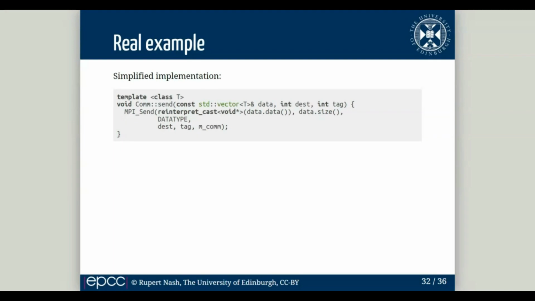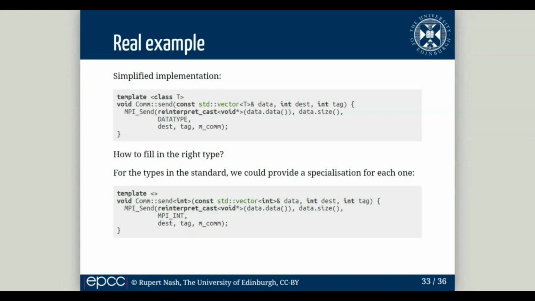It's going to reinterpret_cast the data to some void pointer. But we need to provide the MPI library with a specific data type, which we've got here as block capitals DATATYPE. And depending on what you're sending, that's going to change. So how do we fill in the correct typing? Because this isn't our standard type, this is a type specific to MPI, and we need to make sure this is the correct one in each case. So for an integer, that's going to be an MPI_INT.